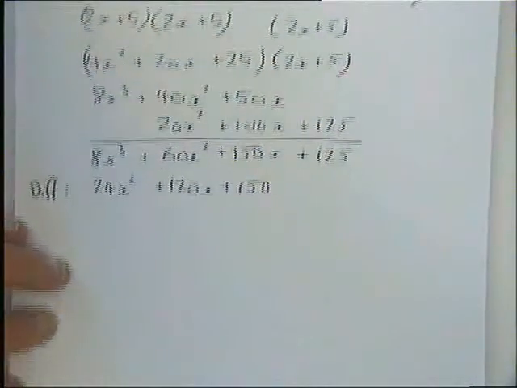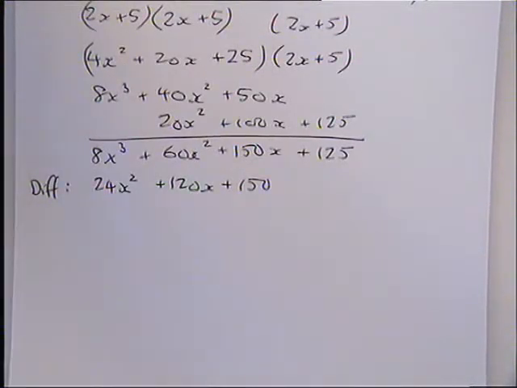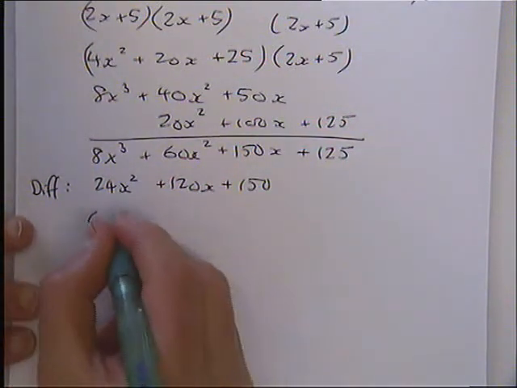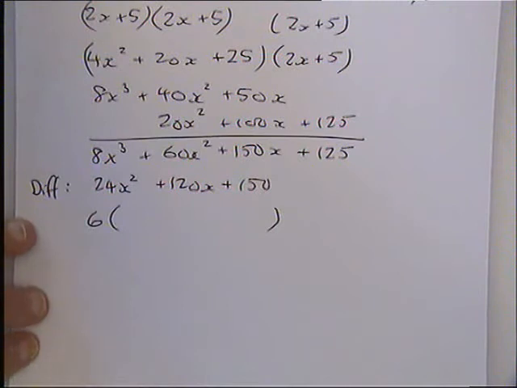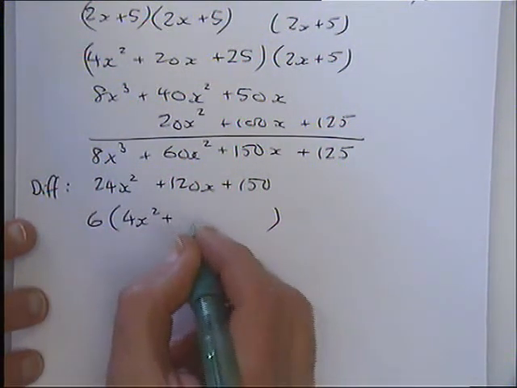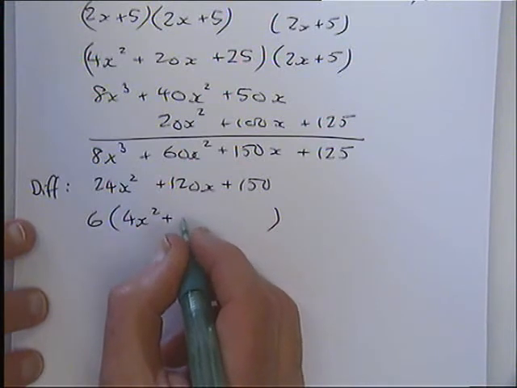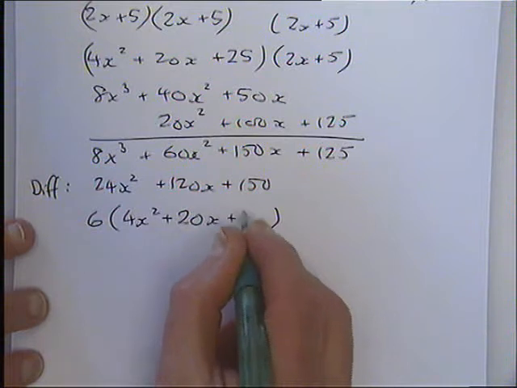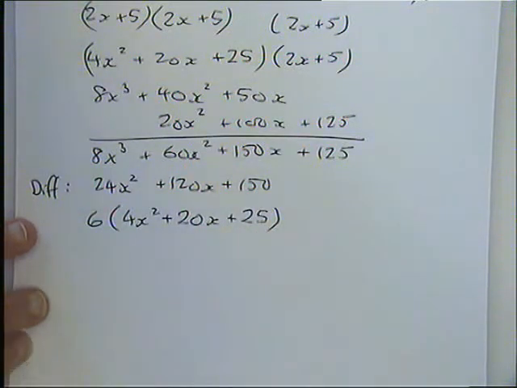Okay, next bit, factorising it fully. Can we take anything out as a factor here, of the differentiated bit? 6. Okay, what will then go in the bracket? 4x squared plus 20x plus 25. Okay. But it said factorise it fully.